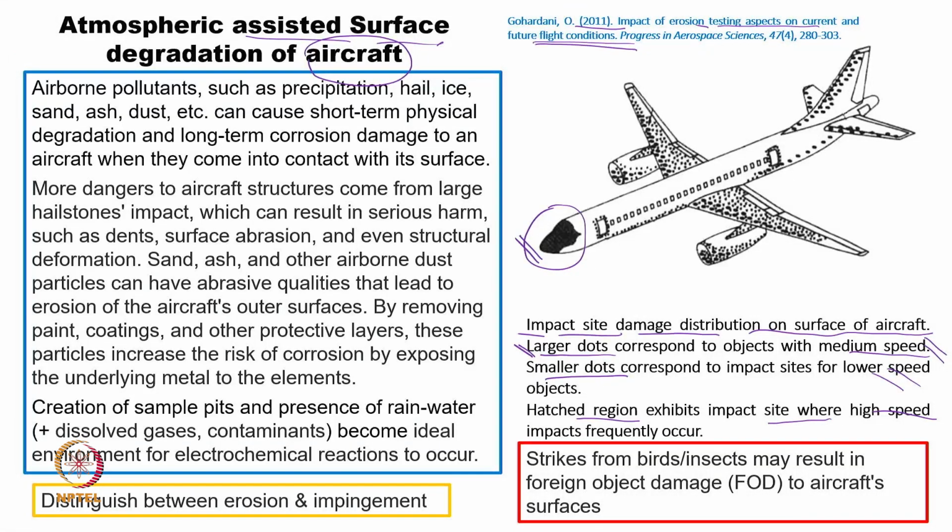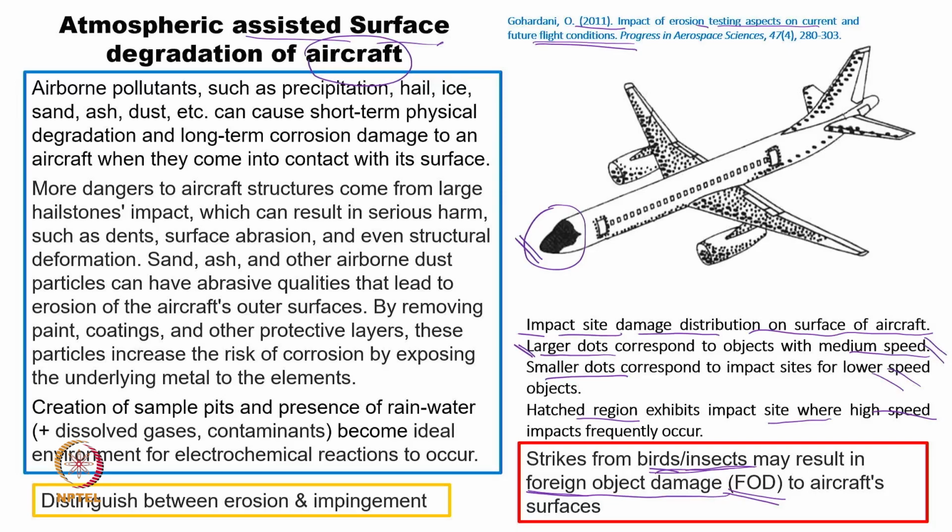So, that is another thing. As I mentioned, the birds and insects, whenever they strike against the aircraft, they use the word FOD, foreign object damage. It has caused foreign object damage when a bird strikes against the surface of the aircraft, they use this kind of terminology. So, that also needs to be accounted for.